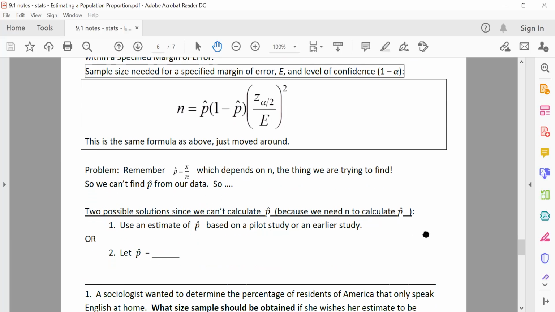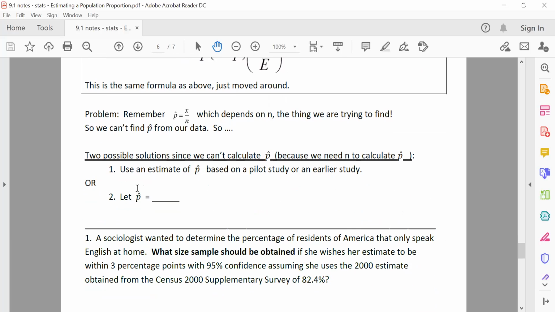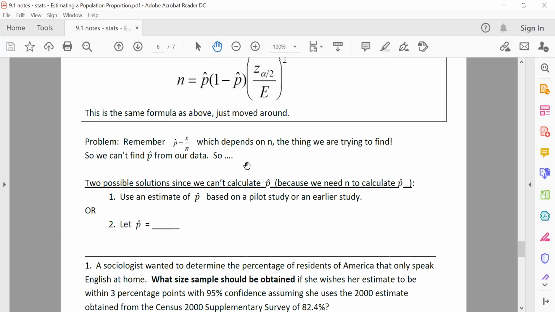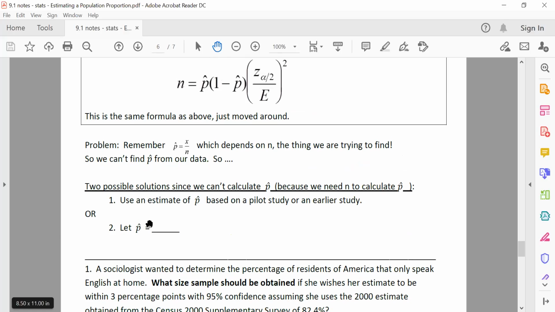So there's two solutions to this. Your one solution is to use an estimate of p hat based on a pilot study or an earlier study. So what you're trying to do is make a confidence interval for p hat, but you don't know p hat until you collect a sample, but you can't collect the sample until you have a sample size, which is what you're trying to calculate. So you're just going to need to use an estimate of p hat in this formula here. If you don't have a prior estimate, let p hat be 0.5.